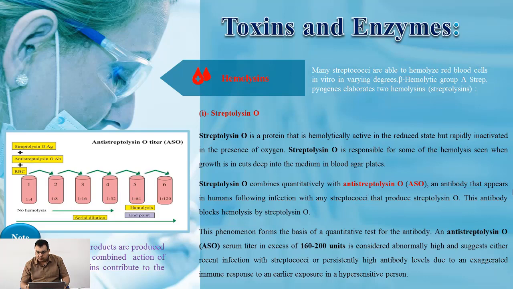An anti-streptolysin O (ASO) serum titer in excess of 160 to 200 units is considered abnormally high and suggests either recent infection with streptococci or persistently high antibody levels due to an exaggerated immune response to earlier exposure in a hypersensitive person.